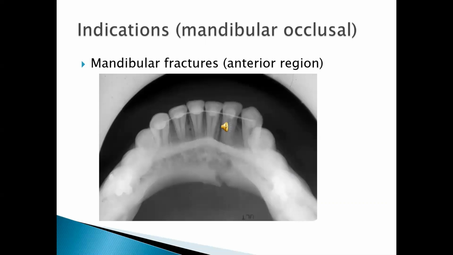Here we have a mandibular anterior occlusal radiograph which shows a radiolucent area. You could carefully check that it has a zigzag pattern. As I told you earlier, fractures, whenever you tend to see them on a radiograph, usually tend to have this zigzag radiolucent pattern. So that's an indication again of a mandibular occlusal radiograph.